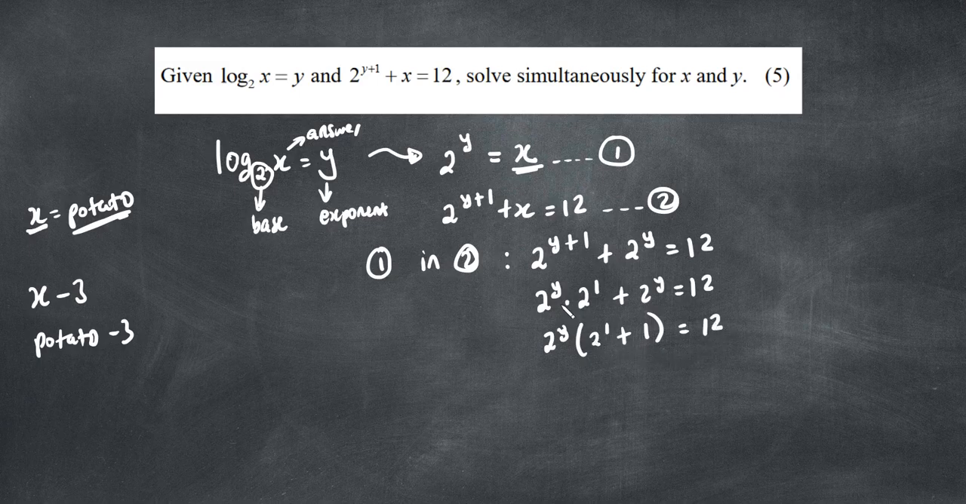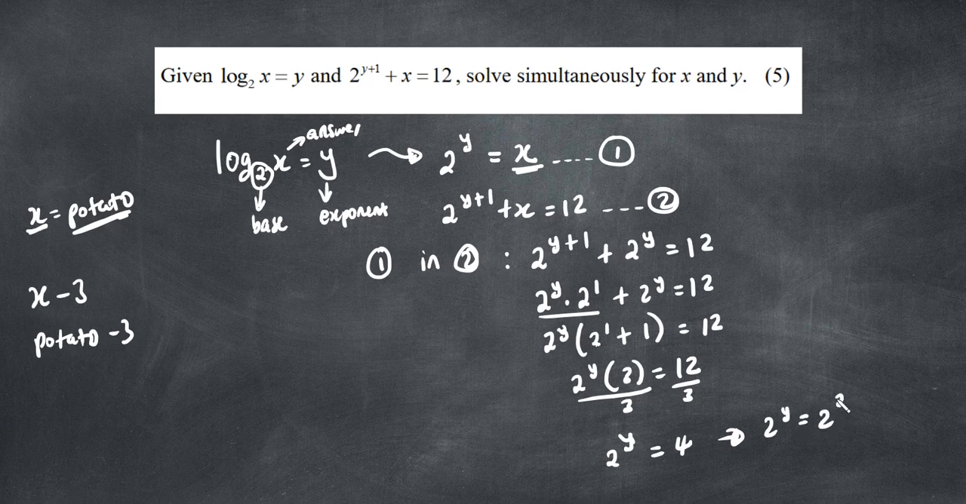How do we get this? You just say the first term divided by your highest common factor, then you get the answer for here. Then the second term divided by this highest common factor, you're going to get 1. Now you have 2 to the power of y times 3 is equal to 12. You can now divide by 3 on both sides so that you have 2 to the power of y is equal to 4, which means 2 to the power of y is equal to 2 to the power of 2. Therefore, the bases are the same, you drop the bases and equate the exponents. Now you have the value of y.